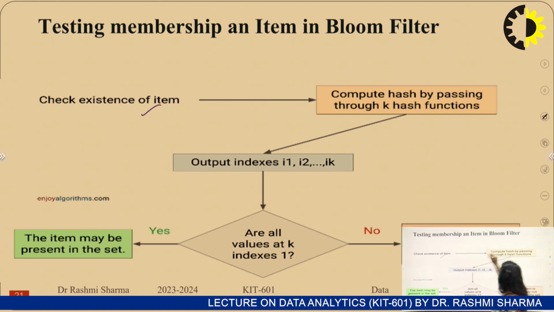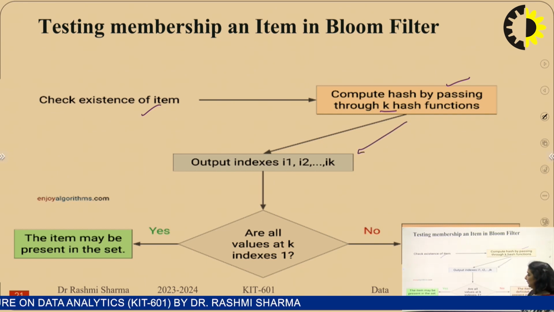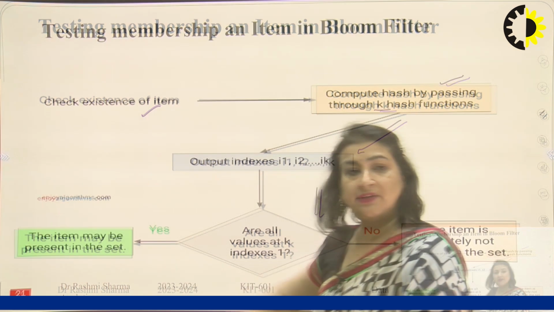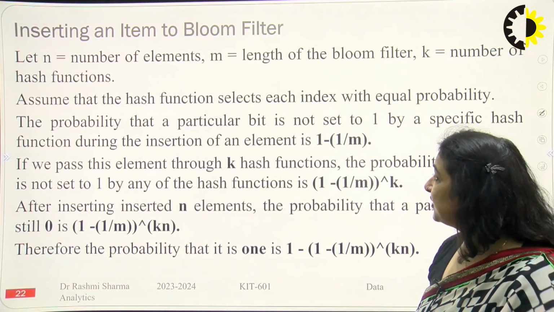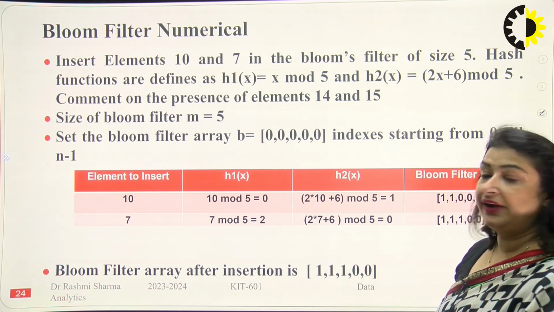Check the existence of an element, compute the hash value. When you have k hash functions, I have k output hash values. Then I see whether all the values at the k indexes are 1. If no, then the strings are different. And if yes, then the strings are the same. So coming to one numerical for this, then we will end this video.